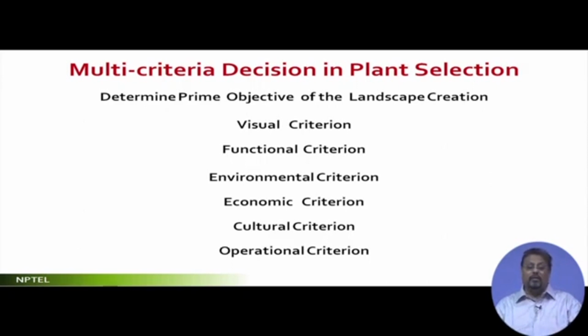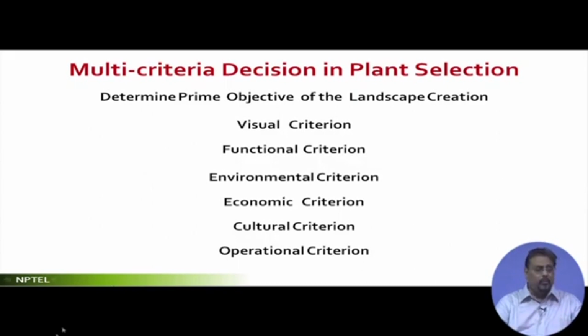And there is another criterion, that is the operational criterion. You may like a tree which may be serving well for an objective, but operationally that may not be very good in terms of the context where you are trying to plant. Now, I'll go into the detail in my next set of lectures. What I'm trying to say is, you first determine the prime objective of the landscape creation, what you want. Say there are 6 criteria I have listed. You first decide which one is the prime one. So the process is this: for the overall landscape creation, you decide about the prime one, and then the next, then the next.